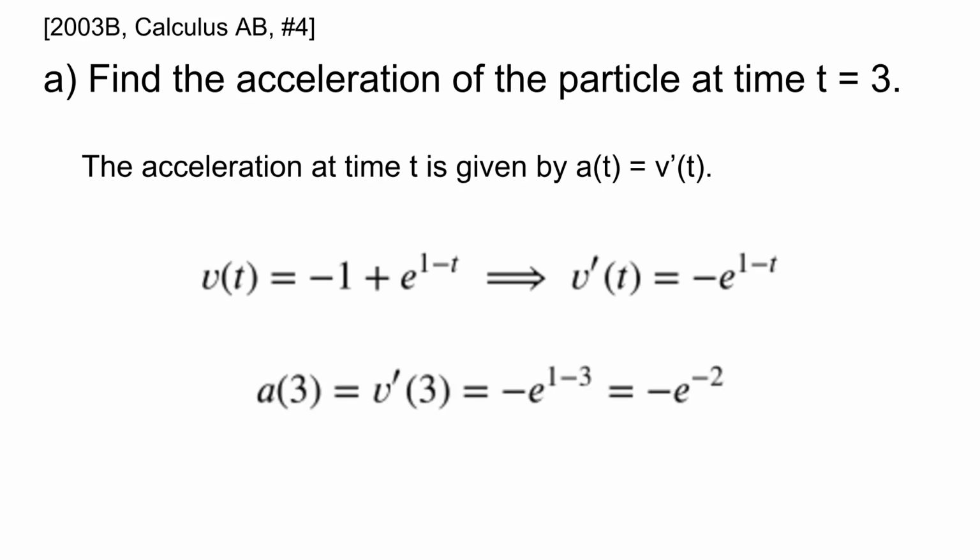Using this, we can conclude that a of 3, or the acceleration at t equals 3, is v prime of 3, which would be the negative of e to the 1 minus 3, which is negative e to the minus 2. Therefore, the acceleration of the particle at time t equals 3 is negative e to the minus 2.